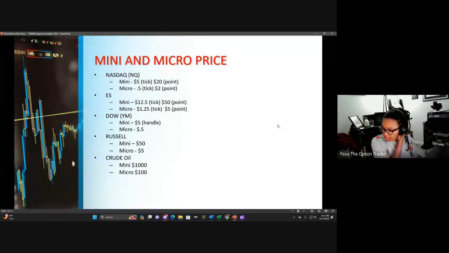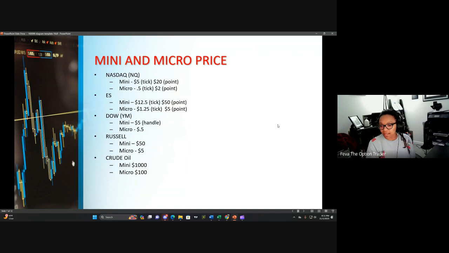Okay, so I'm going to go back through and give you just the mini and the micro price of it. In NQ, one mini, one tick is $5. One point is $20, and that's when a lot of the money can be made, especially if you understand the volatility of NQ. And we have the micro again: 50 cents, one tick, $2, one point.